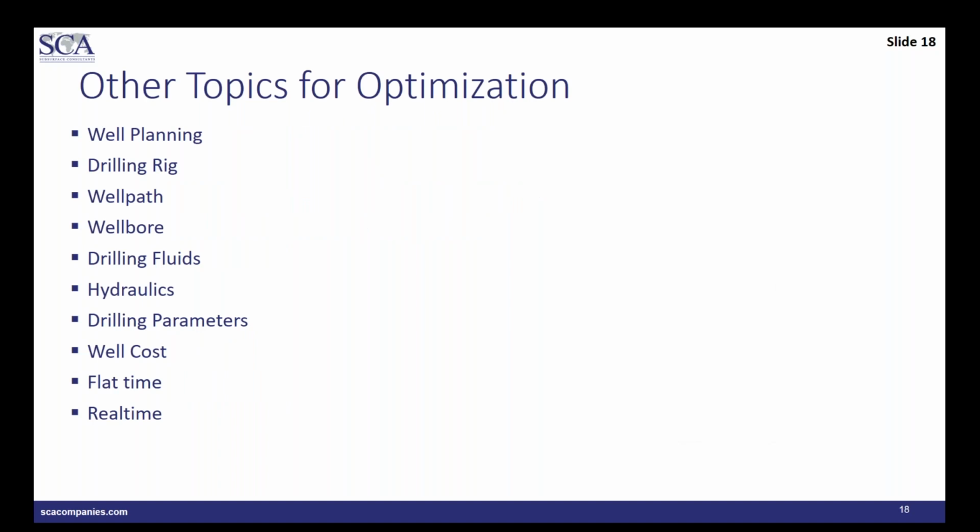Now, the different topics covered in optimization are well planning, which is key in the optimization. Drilling rig has to be optimized. Well path has to be optimized. Wellbore has to be optimized. Obviously, drilling fluids have to be optimized. Hydraulics, bit optimization, parameter optimization, then drilling parameters like weight on bit and RPM, mechanical parameters, then well cost, then time, flat time. Now we are moving towards real time that can be coupled with analytics.